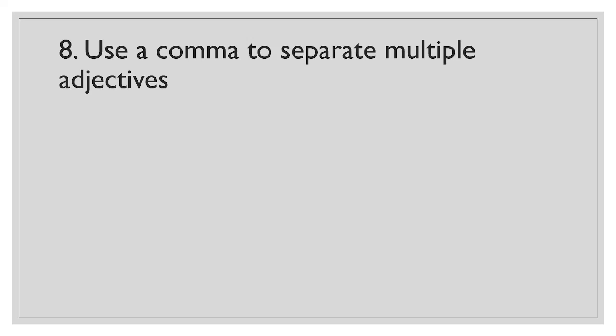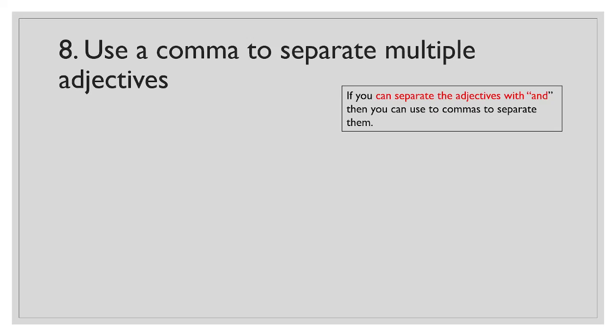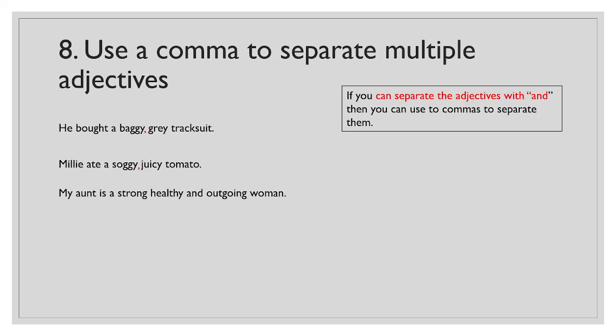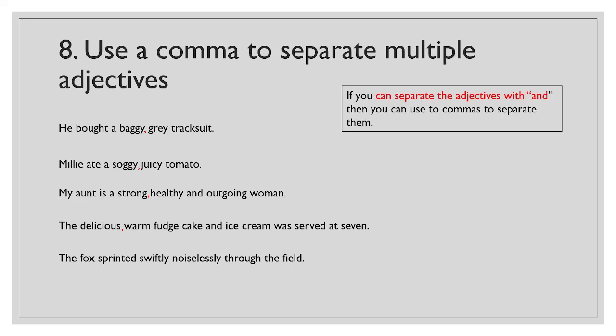You can use commas to separate multiple adjectives, and if you can separate them using the word and, then you can put a comma there. He bought a baggy grey tracksuit. Millie ate a soggy, juicy tomato. My aunt is a strong, healthy and outgoing woman. The delicious warm fudge cake and ice cream was served at 7. Here is an example using adverbs, so swiftly and noiselessly.